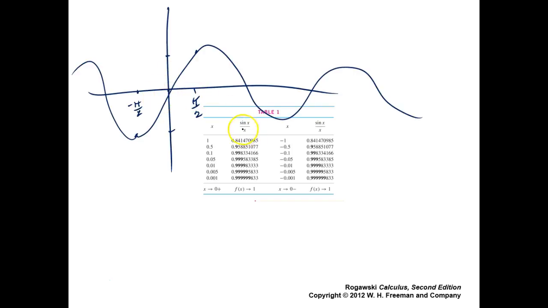Now, how about this function? f of x is equal to x. What's that? y is equal to x, the identity function. It's basically that.